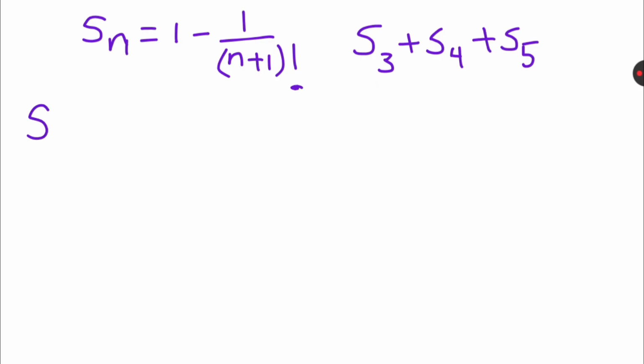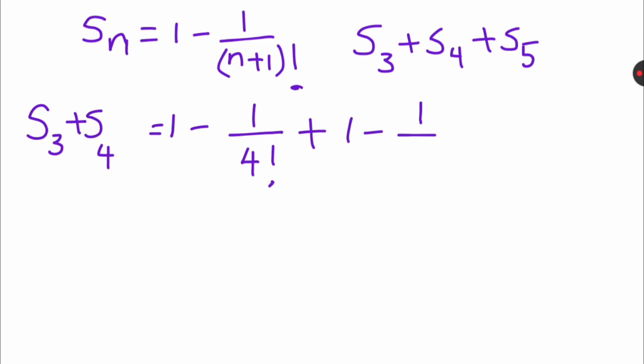First find S3: 1 minus 1 over... here the n value is 3, so 3 plus 1 which is 4 factorial. Now write S4. That means n you have to take as 4: 1 minus 1 over (n plus 1), which is 4 plus 1, that is 5 factorial. Plus now we have to add S5. S5 is 1 minus 1 over (n plus 1), that is 5 plus 1, which is 6 factorial.